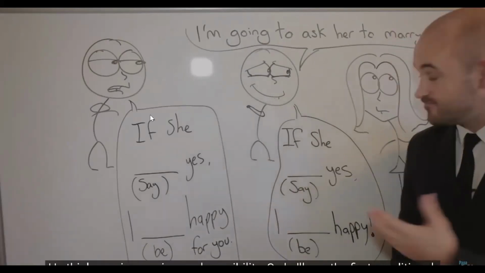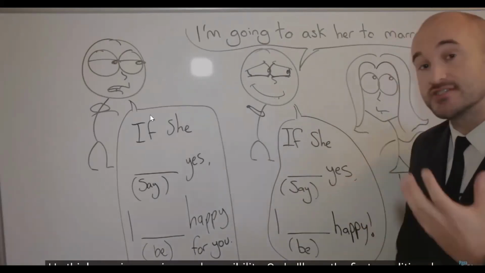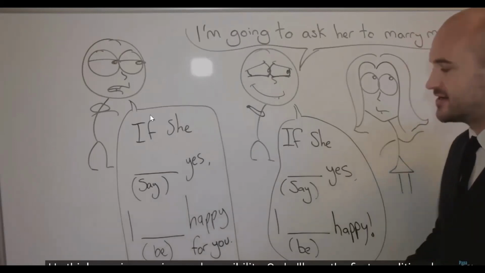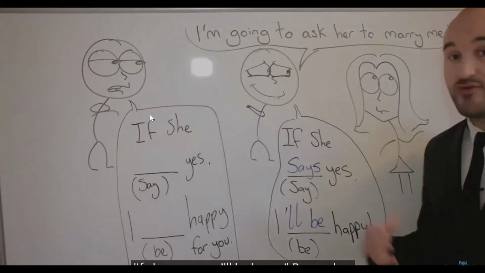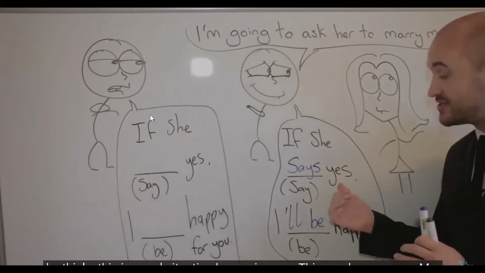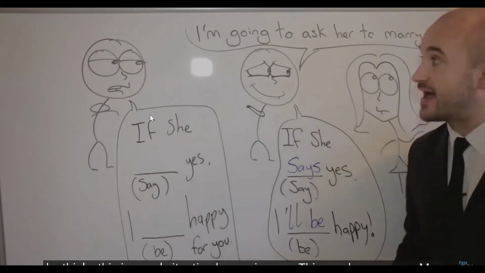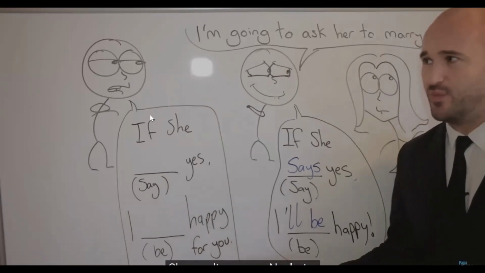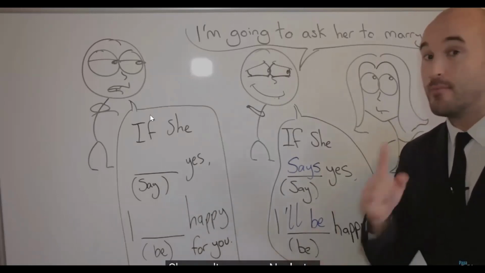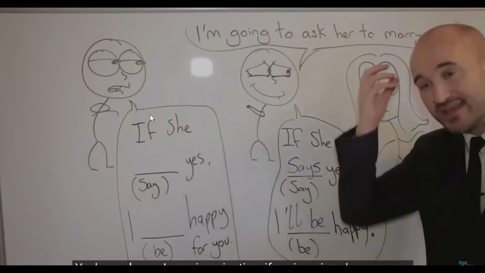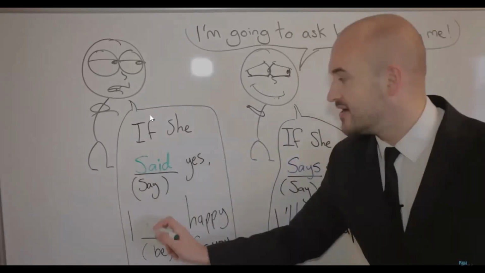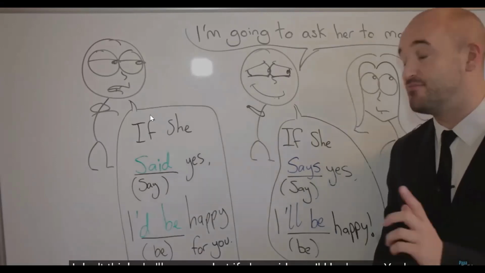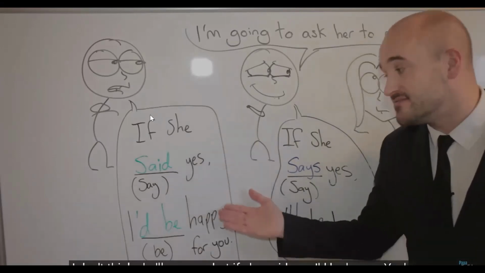He thinks saying yes is a real possibility, so he'll use the first conditional. If she says yes, I'll be happy. Remember, he thinks this is a real situation, her saying yes. This guy, however, thinks she won't say yes. But in my imagination, if we imagine she says yes, I don't think she'll say yes, but if she said yes, I'd be happy.